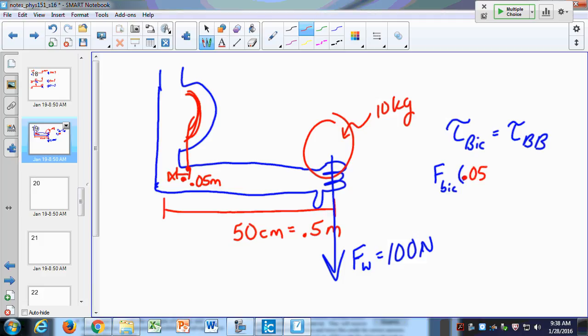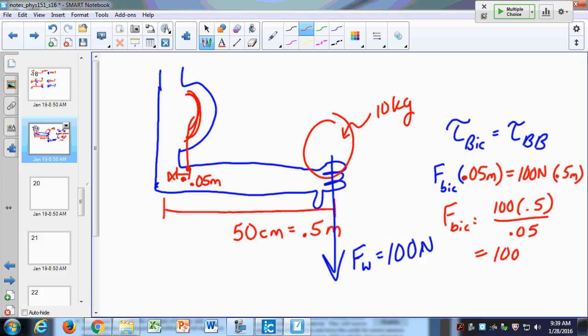0.05 meters. That has to equal 100 newtons, because that is a really heavy bowling ball, but just to make the numbers easier, times 0.5 meters. So the force due to my bicep is going to be 100 times 0.5 divided by 0.05. That's going to be 1,000 newtons. Right, 0.5, yeah, that's right, 1,000 newtons.